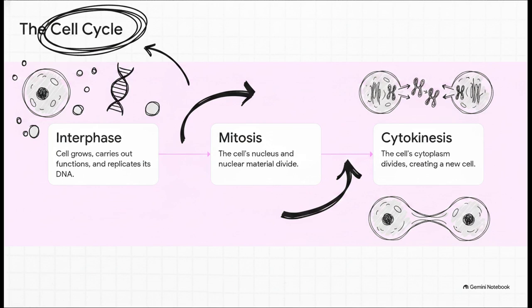Now, this cycle happens in three main stages. First up is interphase. Believe it or not, this is where the cell spends the vast majority of its life. We're talking up to 90% of its time. During interphase, the cell is just doing its thing, growing, carrying out normal functions, and crucially, making a copy of its DNA to get ready for division. After interphase wraps up, the cell moves into mitosis, and then finally, cytokinesis.